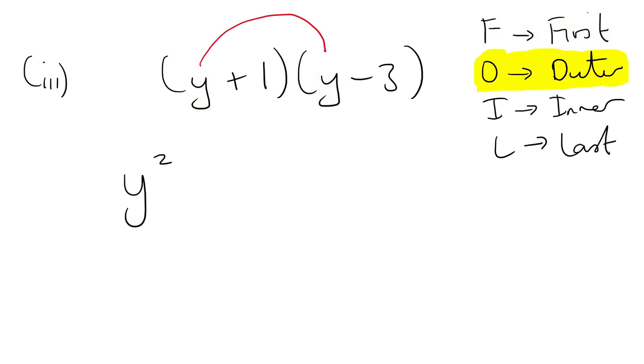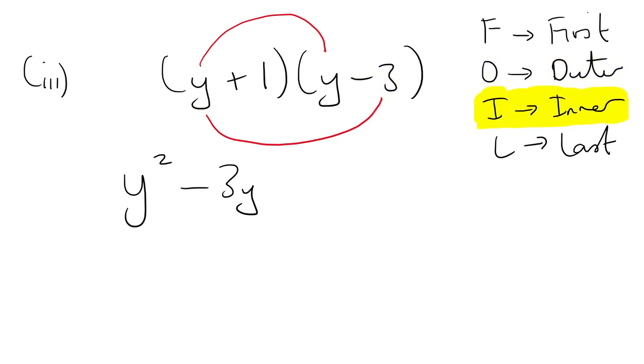Then we're going to do the two most outer things. You can see them illustrated there on the board. Y by minus 3, or minus 3 by y, is minus 3y. Then we're going to do the two inner things. You can see them demonstrated here. The 1 by the y gives you 1y.